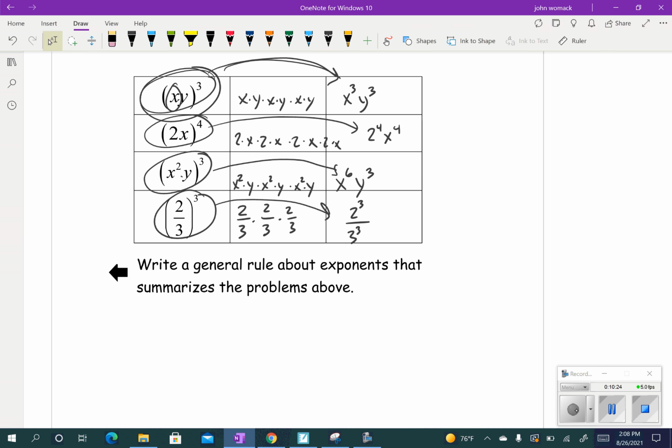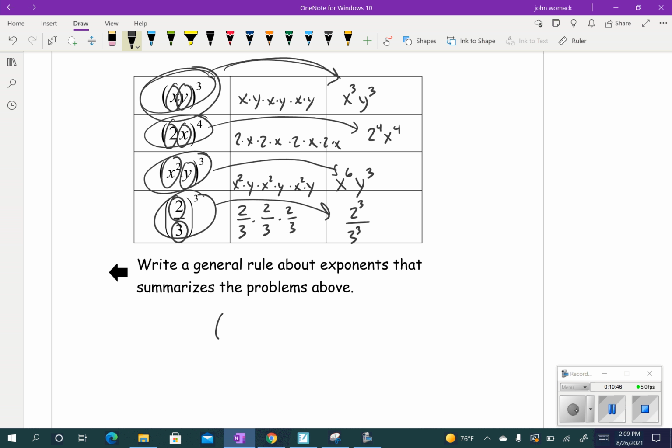So you notice how the x is raised to the third power and the y is raised to the third power. On this one, we have the fourth power, the 2 is raised to the fourth, and the x is raised to the fourth. On this one, x squared is raised to the third power, and the y is raised to the third power. And even on a fraction, when we're dividing, 2 is raised to the third power, and 3 is raised to the third power.